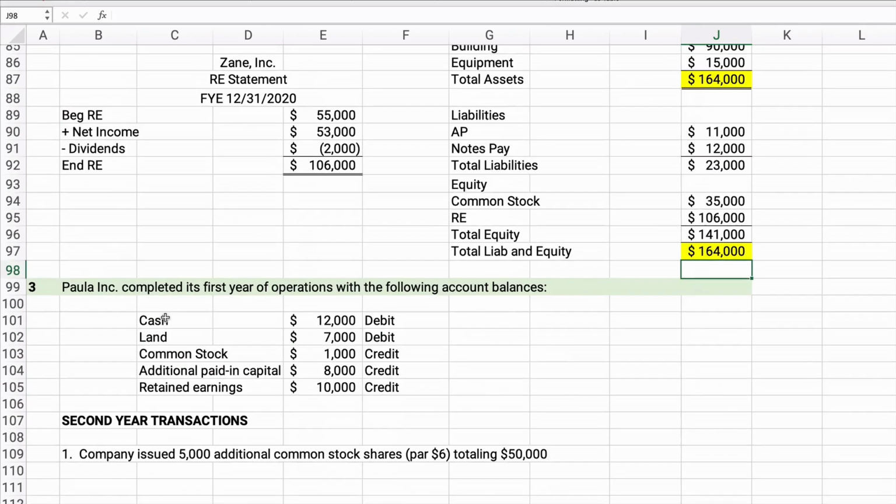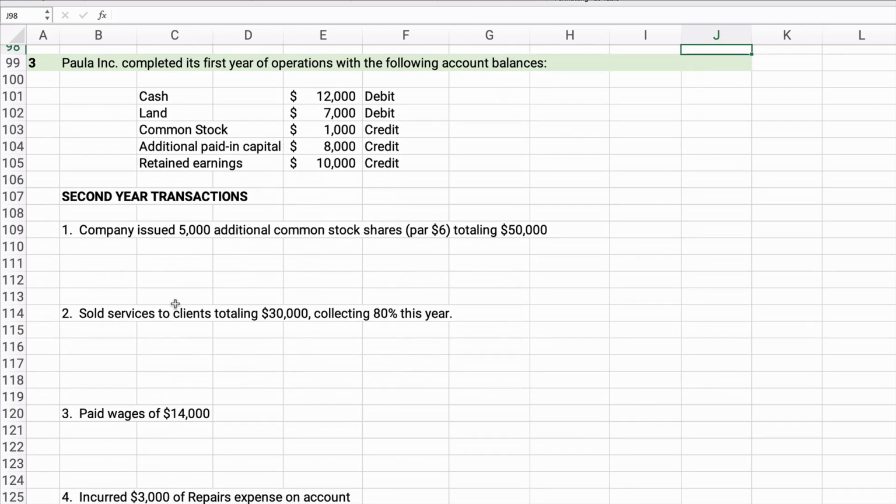We've got two more. Now, Paula Inc. completed its first month of operations with the following account balances. We've got cash, land, common stock, additional paid-in capital. When we sell common stock for more than par, we have additional paid-in capital, and we have retained earnings. All right, so we have some beginning balances already. Now, we're going to take this and do a couple of transactions. We're taking given information and then adding some transactions.